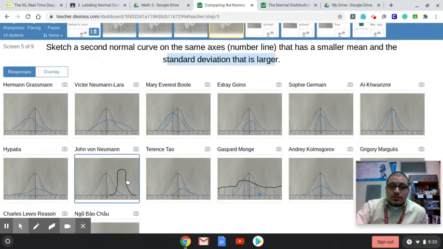This one looks like it's totally the opposite. So smaller mean, shifted to the left, so move it over here. Standard deviation larger, it should get wider, not narrower like this one. So it should be wider out here. And again, when you make it wider, the maximum should go lower.